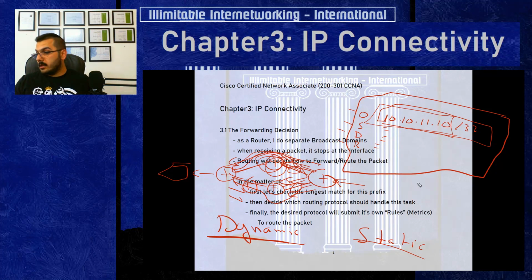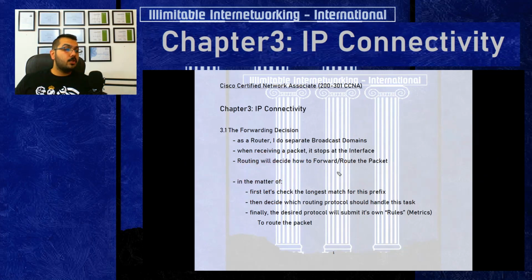and let the router, using the routing protocol, decide from which path the packet should be routed. Okay, so what decides which routing protocol will win from all these available routing protocols, that all of them can give me a service and route my packet, is something called the administrative distance, also known as the AD.